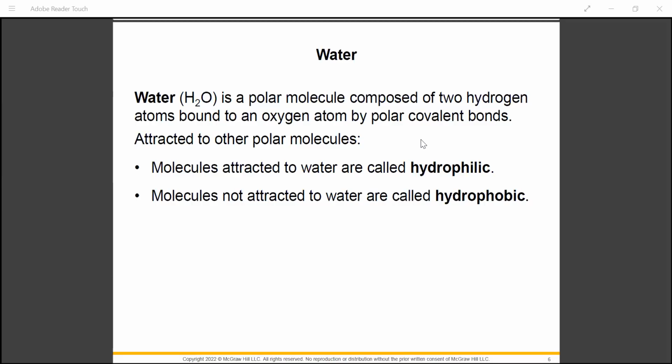So the two terms that we're going to discuss here are hydrophilic and hydrophobic. So it's going to be attracted to some other polar molecules. Think kind of opposites attract. Positives are going to be attracted to negatives. Negatives are going to be attracted to positives in terms of charged molecules. So any molecules that are attracted to water are going to be known as hydrophilic. So hydro meaning water, philic meaning love. So they love water. They're attracted to water.